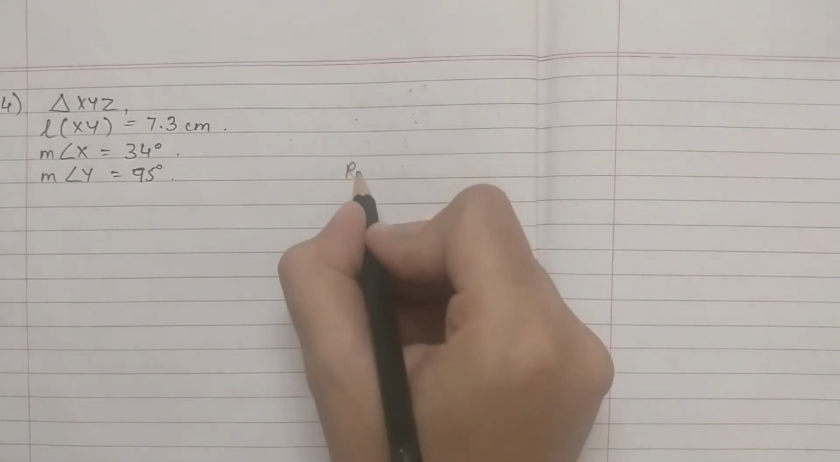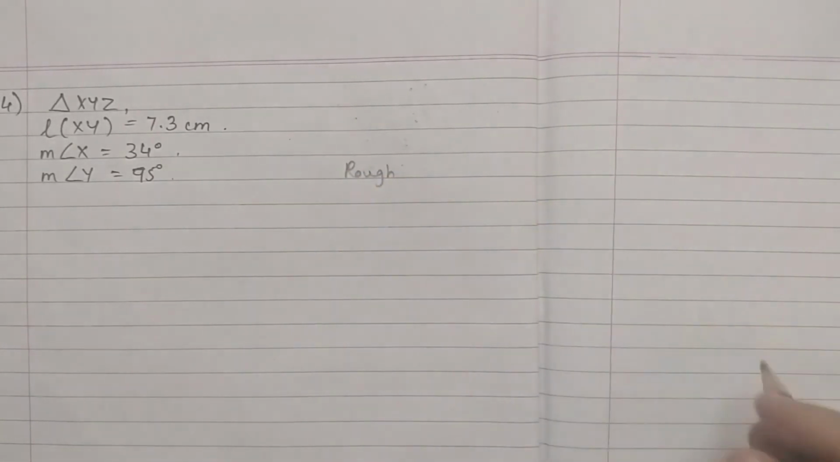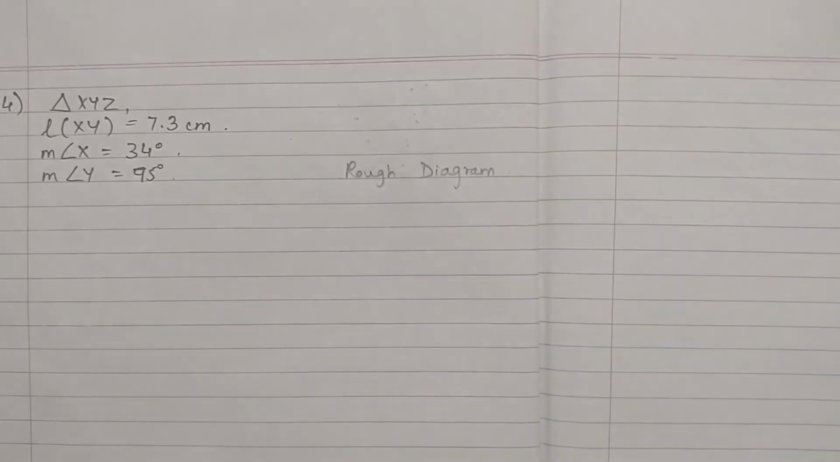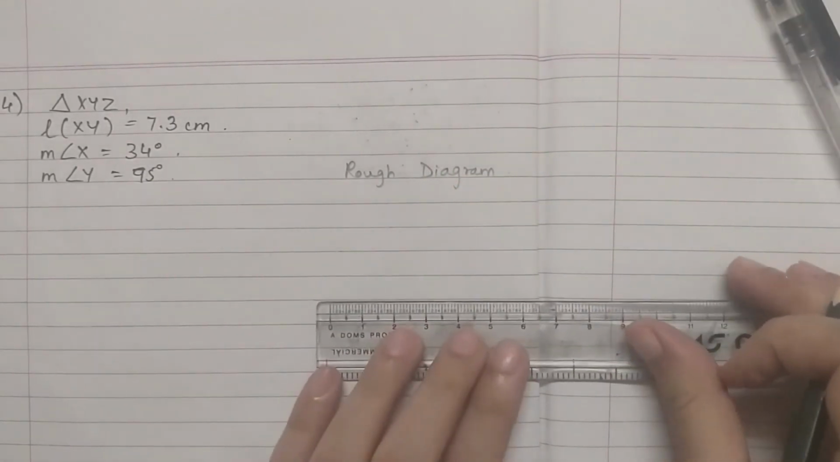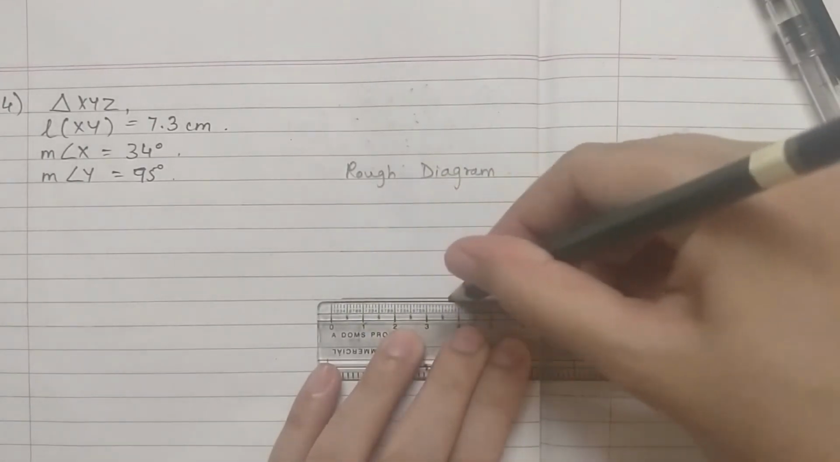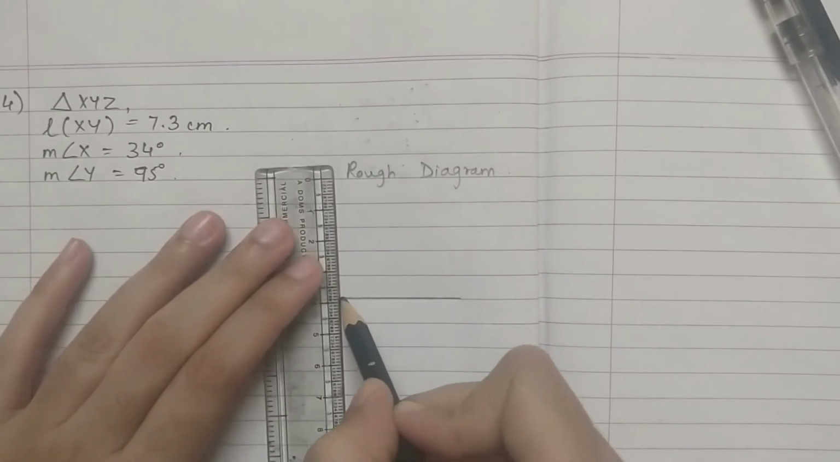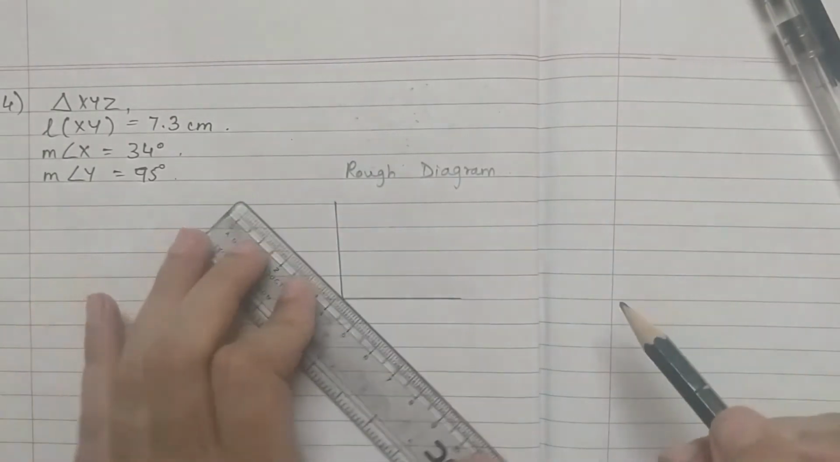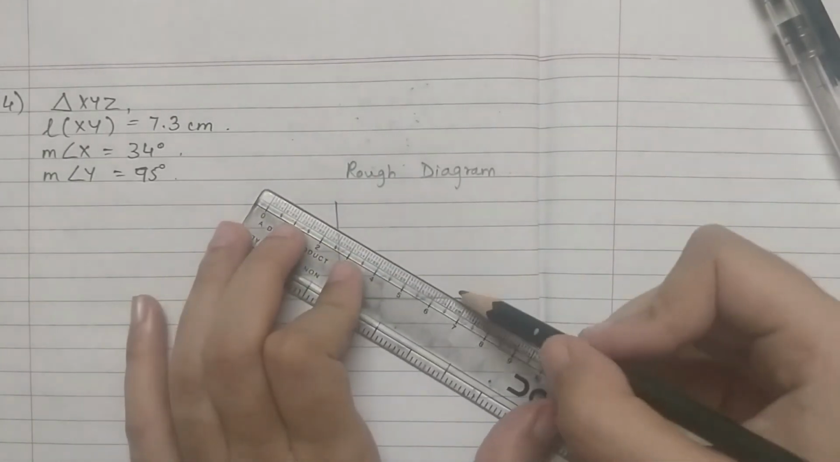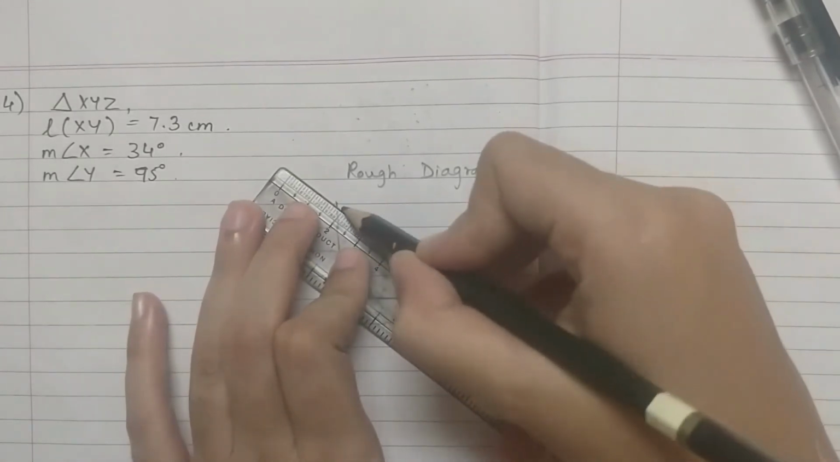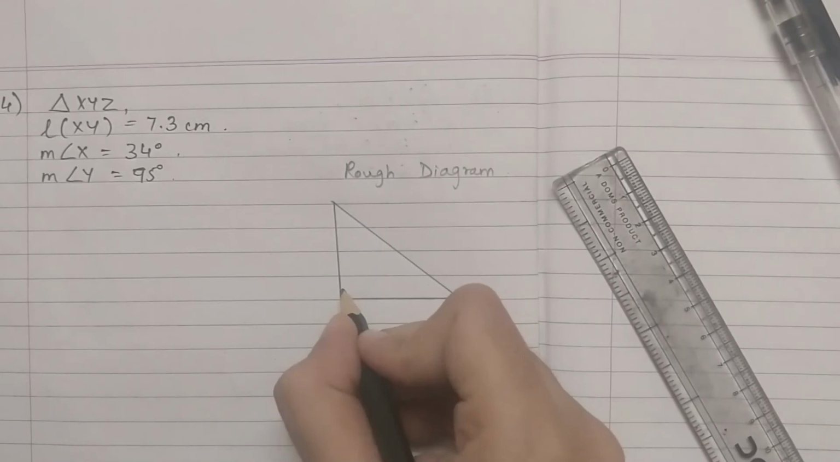Our last question, question number 4 of our exercise. Triangle XYZ, length XY is 7.3 centimeters. Measure angle X is equal to 34 degrees and measure angle Y is 95 degrees. So, XY will be my base, that is 7.3 centimeters, and then I am going to draw a triangle. Once my triangle is made, I will label all the vertices.